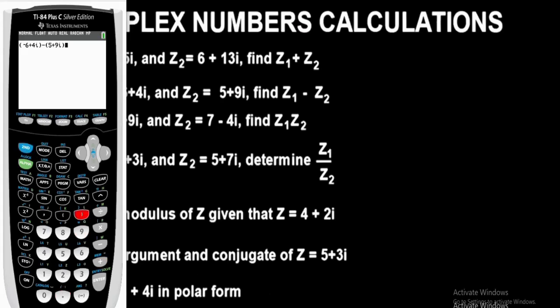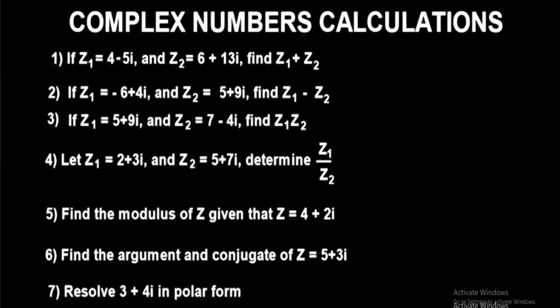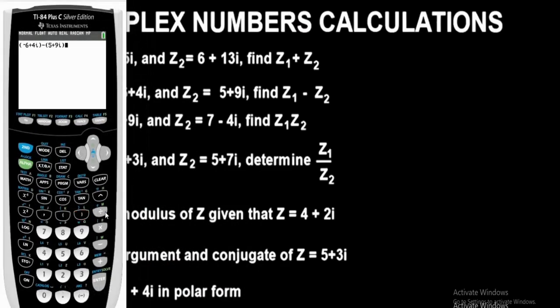Alright, so let's be sure. Yeah, that's what we have there. Let's press enter now to get our output. So we have it to be minus 11 minus 5i. So that's it for that question. Let's clear this and go to the next one.